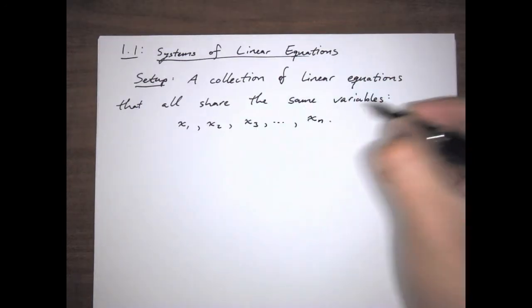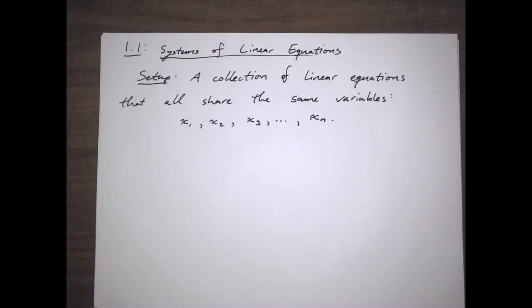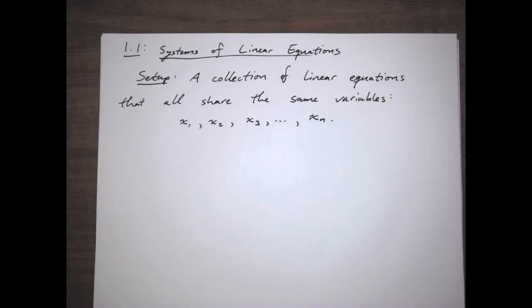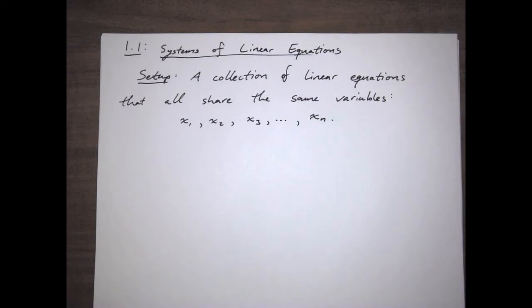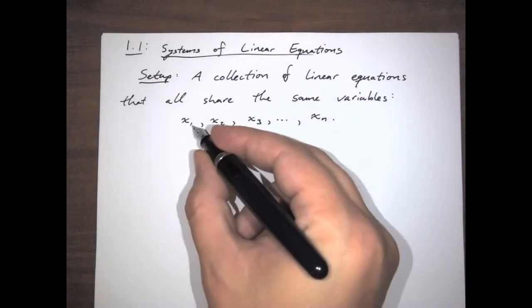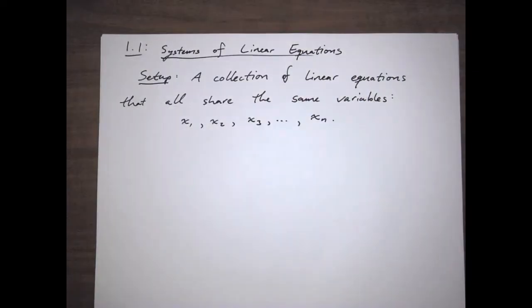In previous math classes, whenever you've had to deal with equations that involve multiple variables, they've usually been something like x, y, and then z perhaps, and maybe there's a t in there for time, something like that. But in order to make things nice and systematic, we're just going to use the letter x for all of them, and then use little subscripts to distinguish them.